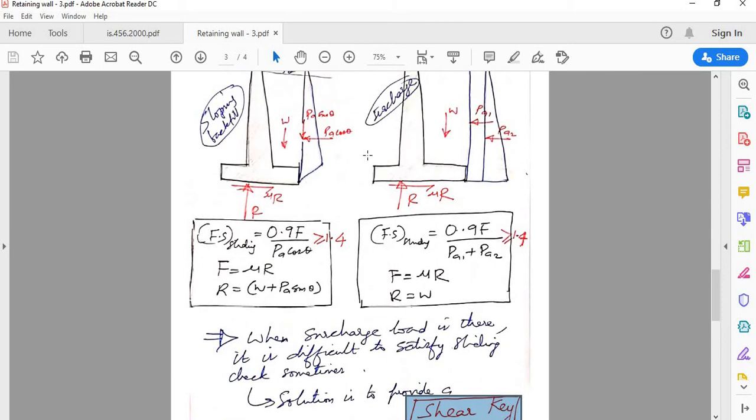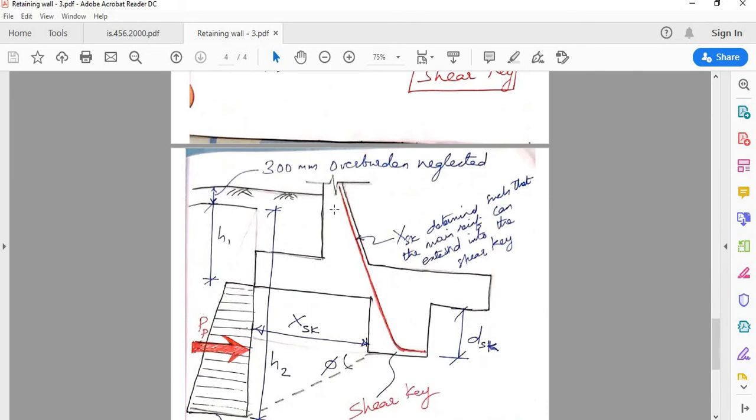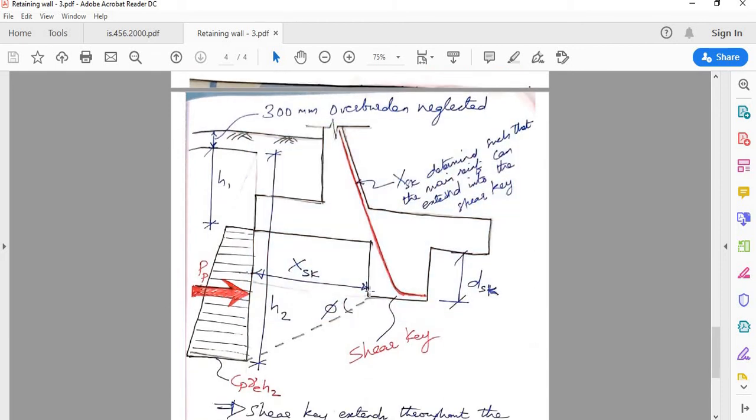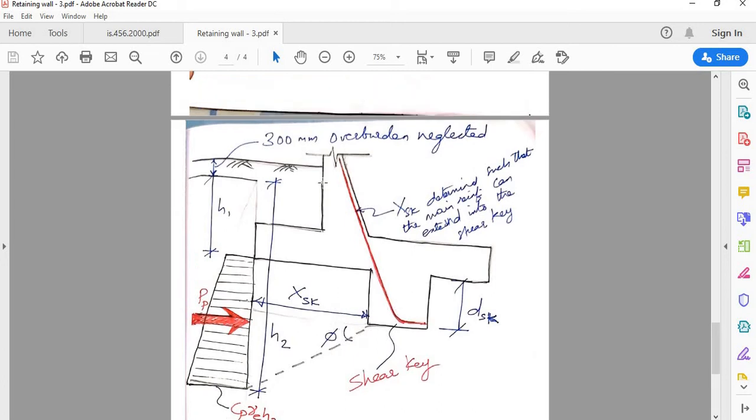So shear key is provided at the underside of the base slab. So we will see in this blown up image. I'm not drawing the full retaining wall, it's only a part of the retaining wall. So you have basically a shear key here. It's like a rectangular section which is passing throughout the length of the retaining wall. The position of the shear key should be such that the tension side reinforcement from the retaining wall bar can be extended like this.